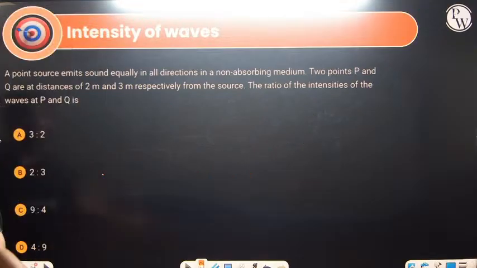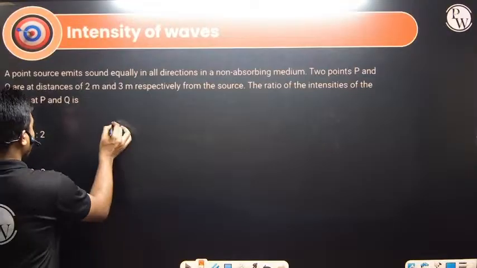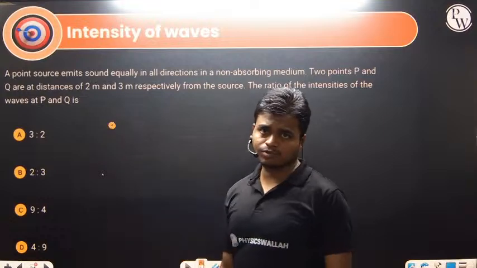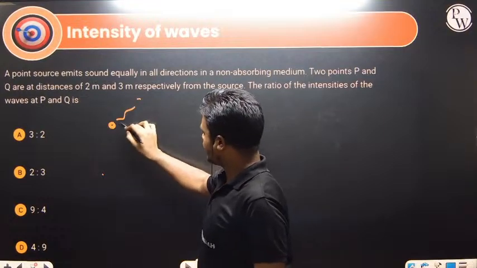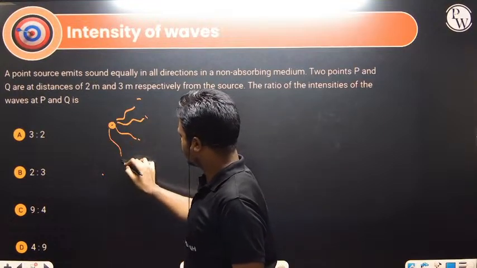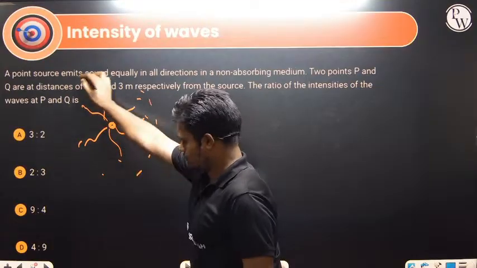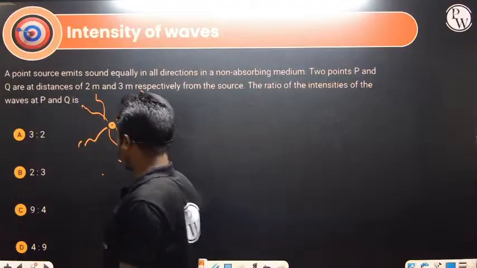Next we have intensity of waves. Intensity of a wave. For example, let's say this is the particle from which the wave is radiating, a sound wave for example. Let's say the wave is radiating in all possible directions. So this is the point source.